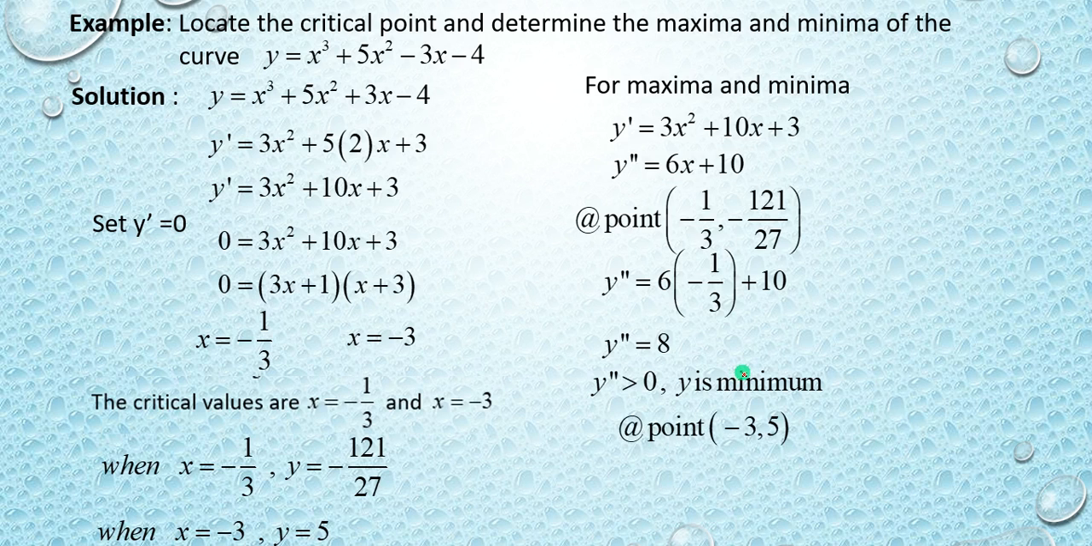And at point negative 3 and 5, y double prime equals 6 times negative 3 plus 10, so we have negative 8. It indicates that y double prime is less than 0. Y is a maximum value.